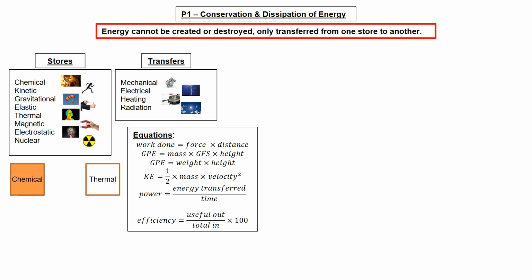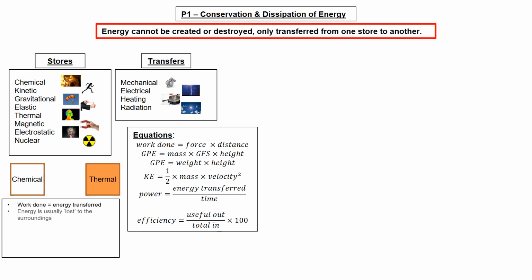Transfers. On the left-hand side here, we've got a chemical store, okay? And we can transfer that energy from the chemical store to the thermal store through the process of heating. This is just an example. It can be written down as an equation, which I know we all love equations, so many of them. But it's relatively straightforward. Now you'll notice that in this example, all of the chemical energy went to the thermal store.